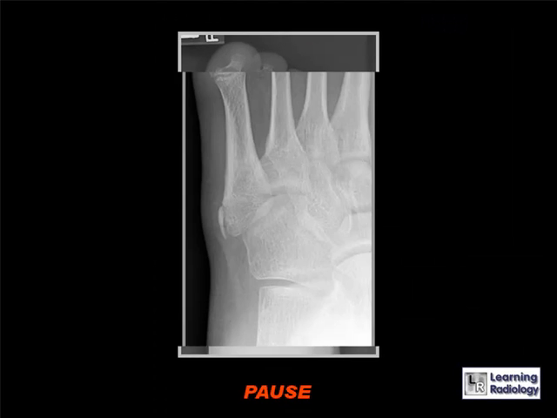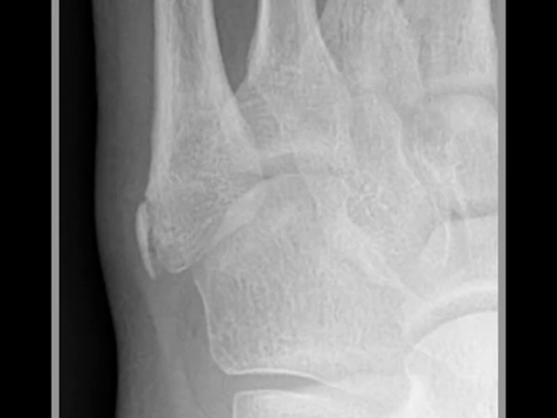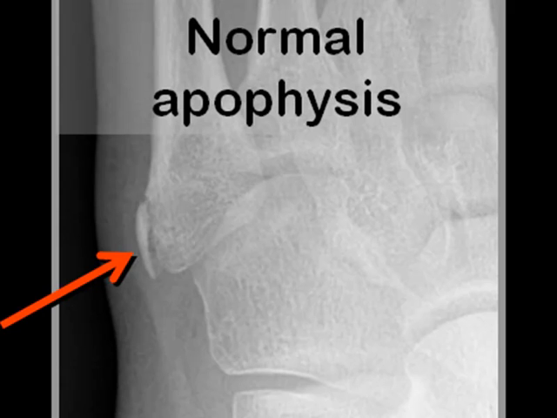Your last case, pause the computer or MP3 player. Well, this is not a fracture. This longitudinally oriented bone is a normal apophysis at the base of the fifth metatarsal that occurs in growing children and should not be confused for the transverse fracture across the tuberosity of the fifth metatarsal that represents a true fracture.